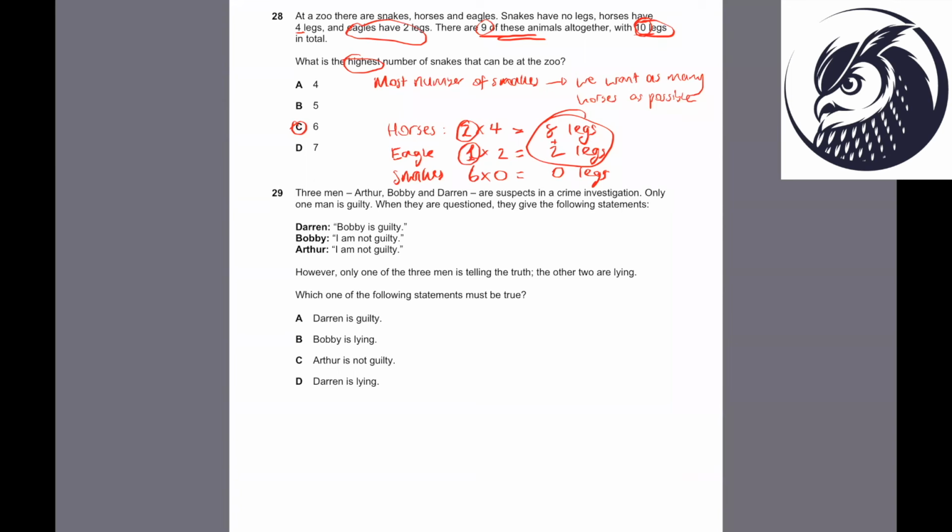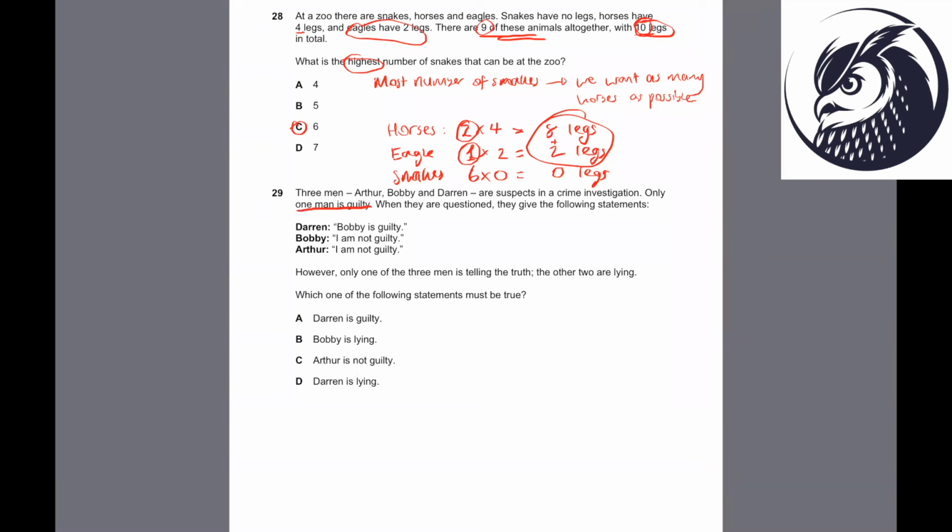Excellent. Let's now move on to question 29. 29 says, there are 3 men, Arthur, Bobby, and Darren, who are suspects in a crime investigation. Only 1 man is guilty. Okay, only 1 man is guilty. When they are questioned, they give the following statements.